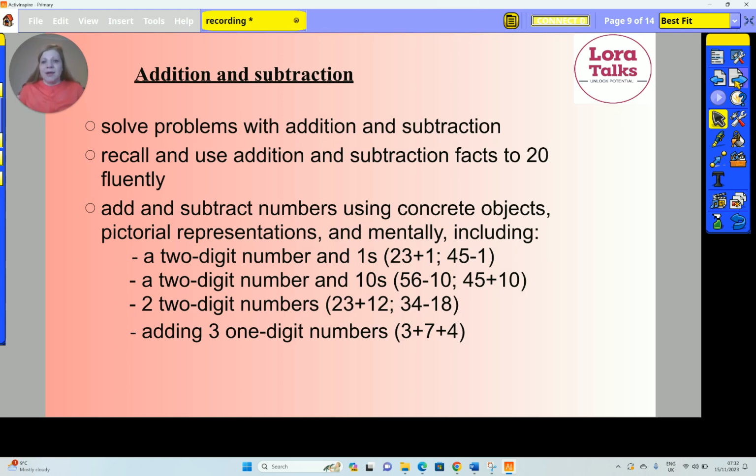Add and subtract numbers using concrete objects. So basically, you can use place value things like that. So if you add bigger numbers, you can have counters which represent tens, which represent ones, and you put tens together, ones together, and add all the total, or you have little other objects to add. Pictorial representations and mentally also included. So pictorials, so you can write it down and do a number line, adding the numbers.